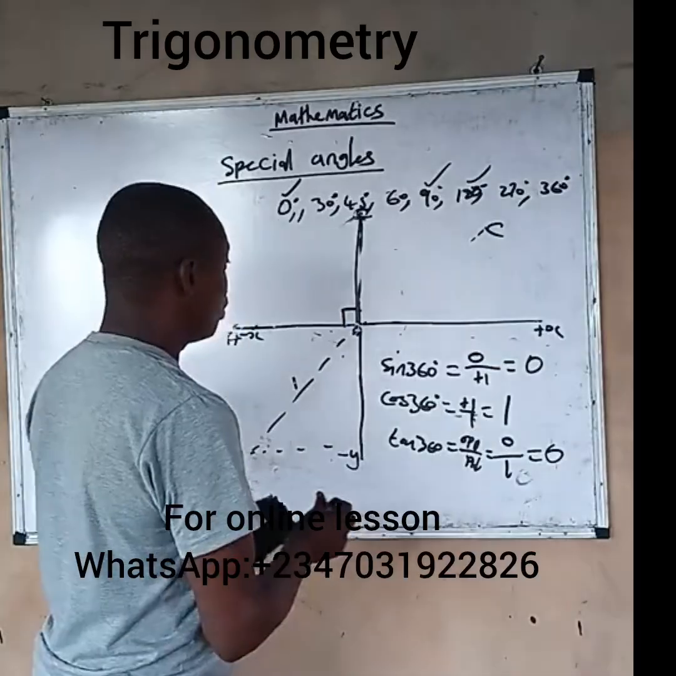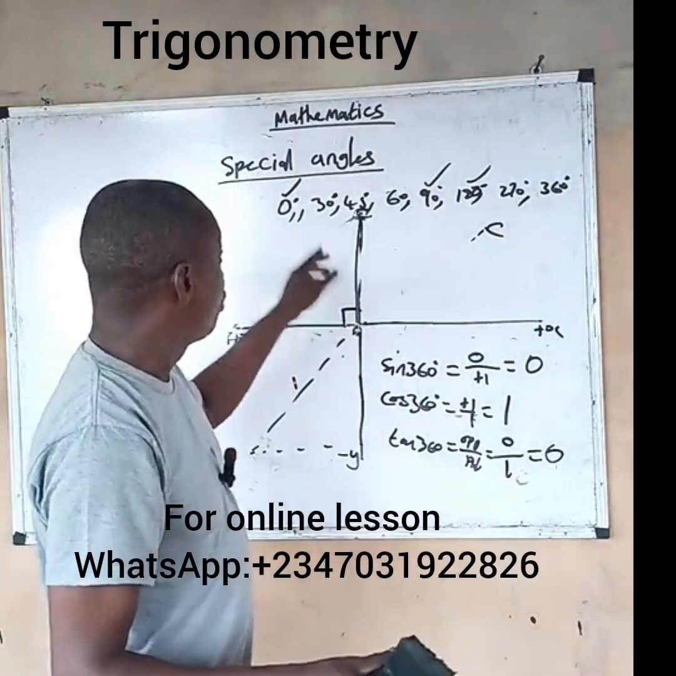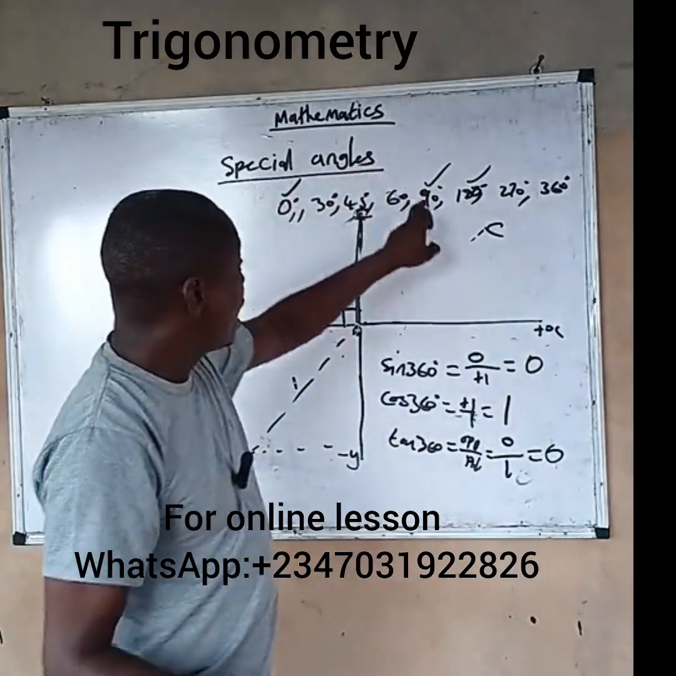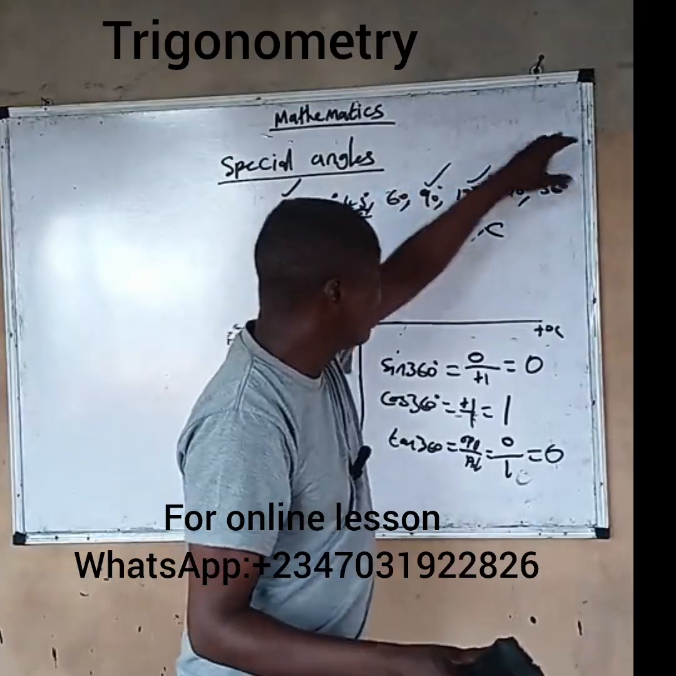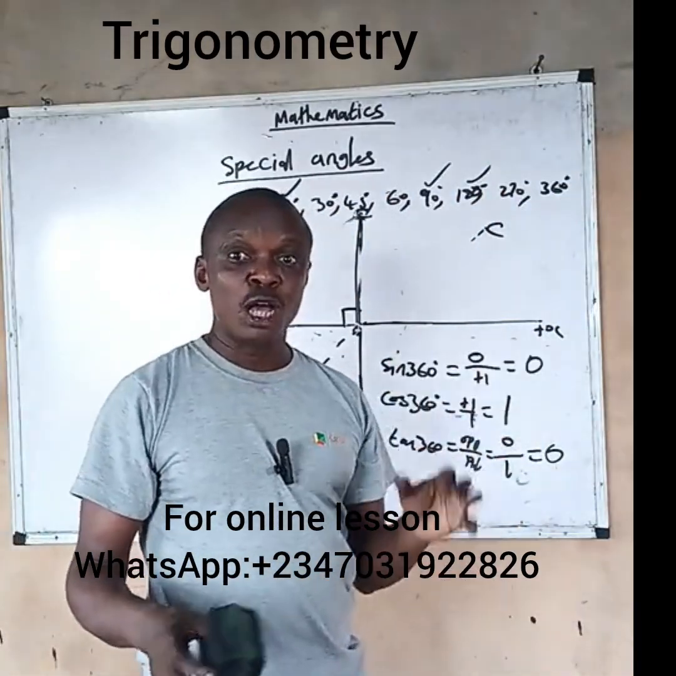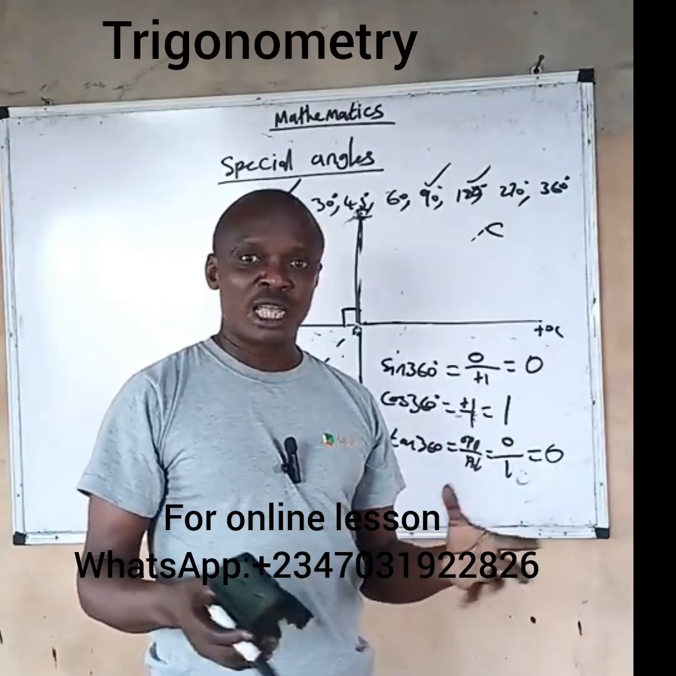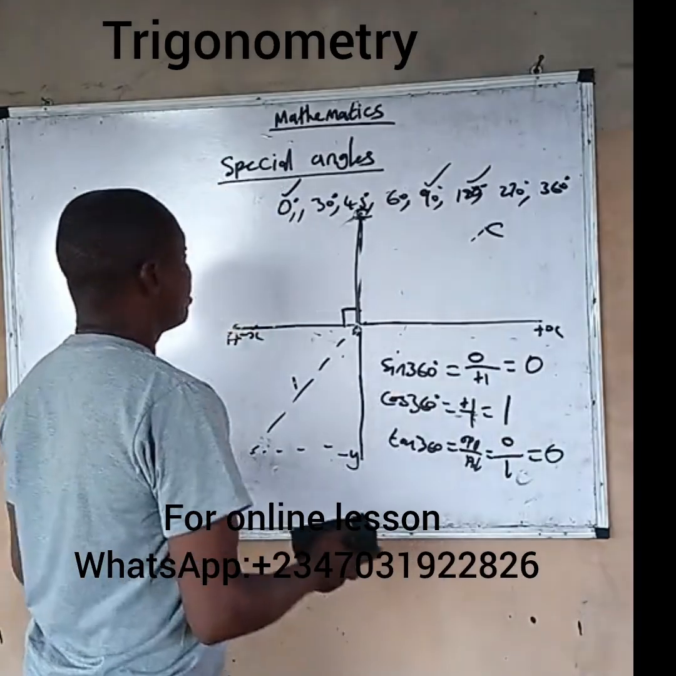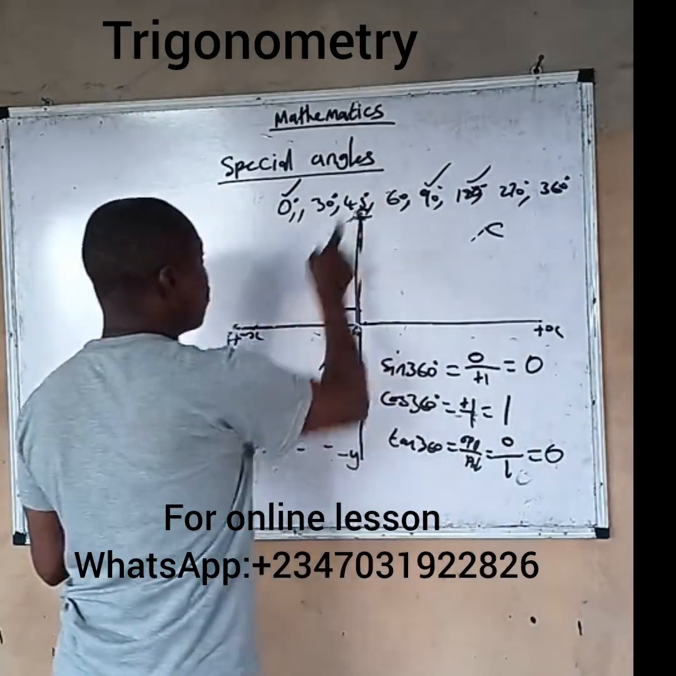So in other words, you now have all the trig ratios of 0, 90, 180, 270, and 360 degrees. You just have to know it, even without proving it, so that when you are solving, you will not waste time. All right. So let us now look at the 30 and 60. Then 45 will be last.